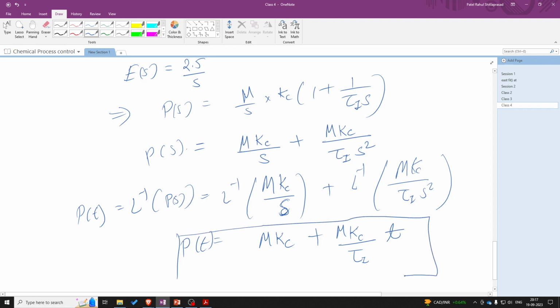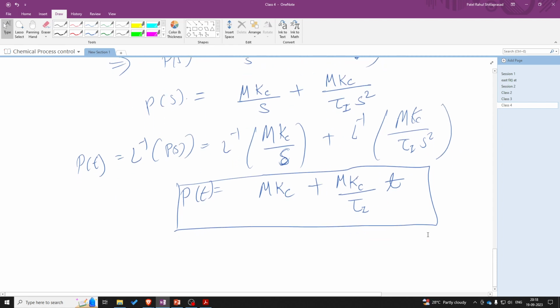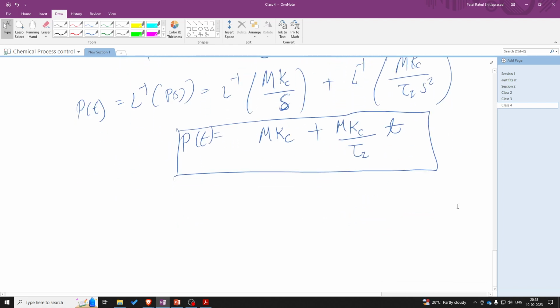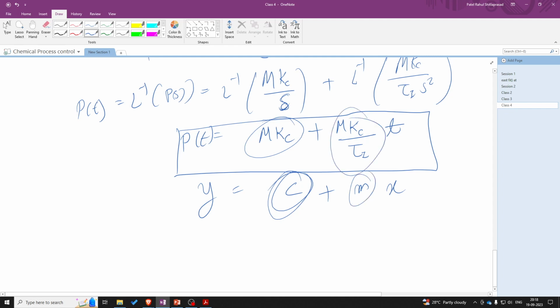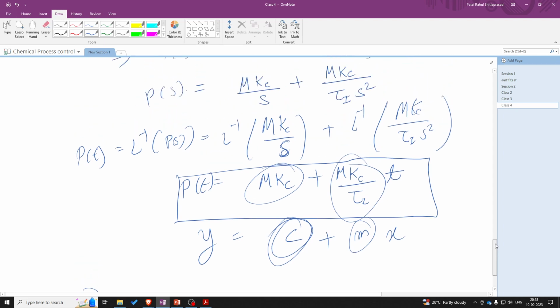So I hope this derivation is clear. You can also straight away remember this formula. Meanwhile, if you have any doubt, you can ask. So over here we can see that this is an equation of the form y equal to mx plus c. So this is our output, this is our intercept c, this is the slope, and this is our x. So the intercept is equal to M Kc, and the slope is M Kc upon tau I.